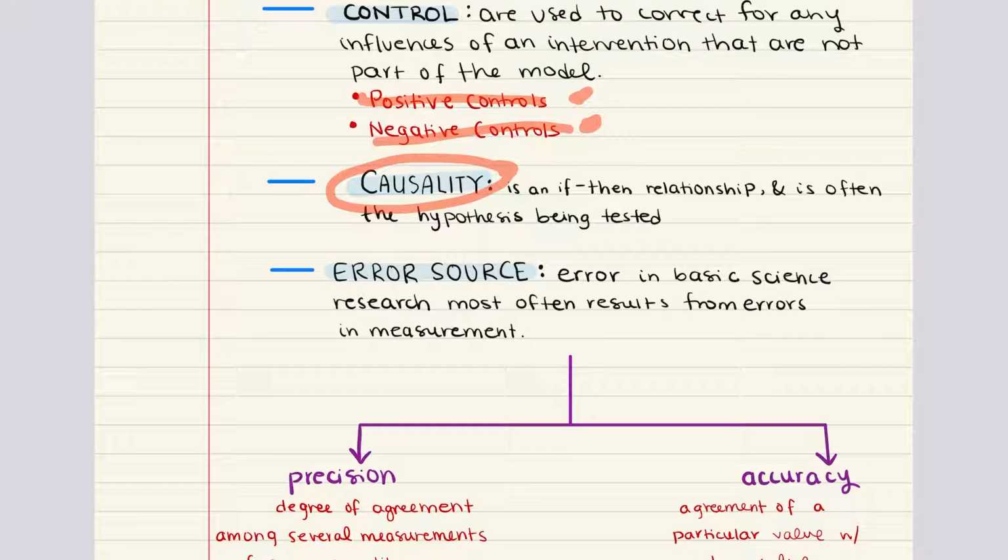This establishes an if-then relationship between the independent and dependent variables. So, for instance, if the hypothesis is if plants are exposed to red light, then they will grow taller, causality would require that the change in plant height is directly related to the color of the light without interference from other factors like water, soil, or temperature.